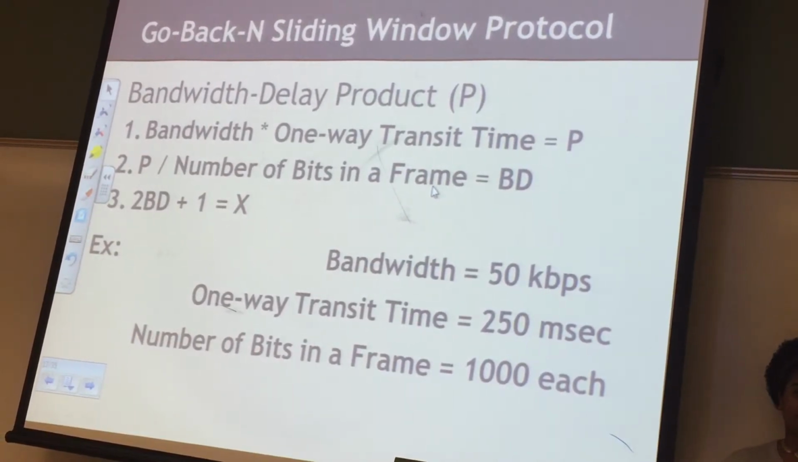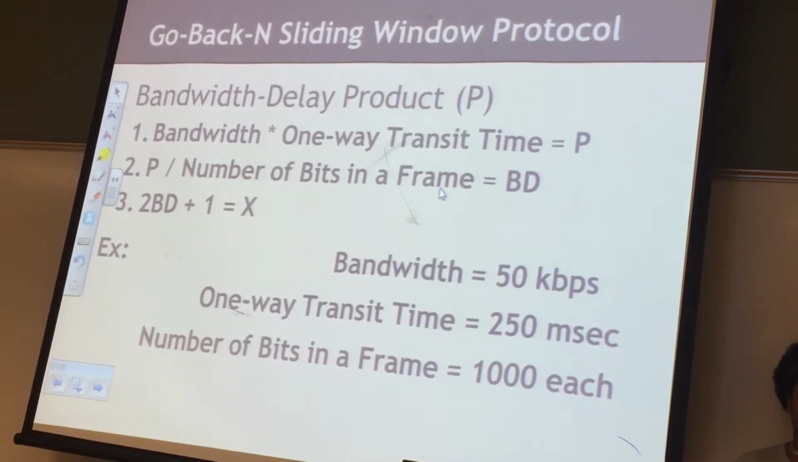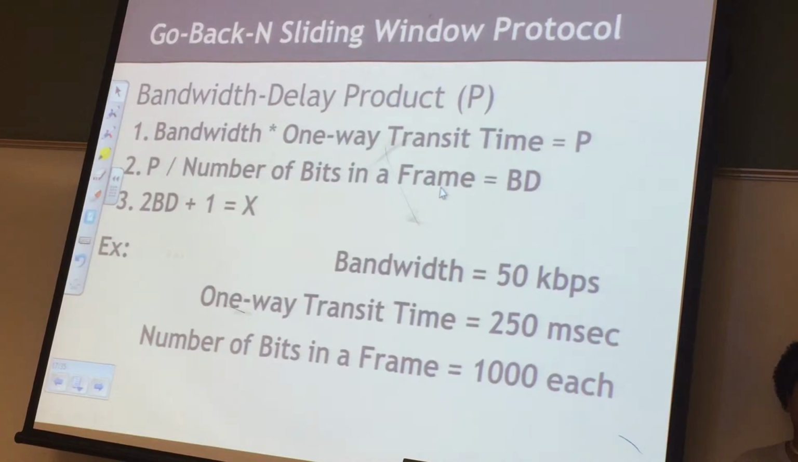So can anyone tell me what X will be in this situation? With BD being 12.5. 26. Yes, I said that. No? Okay. Anyone want a free donut? Donut? Why not? All right, there you go.